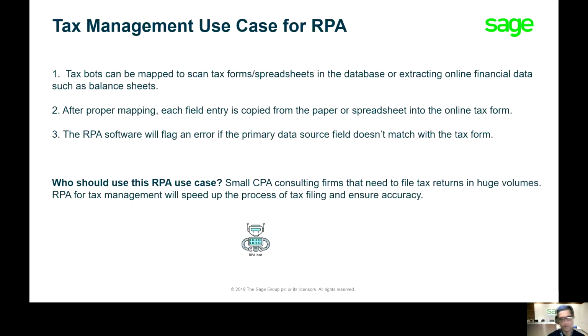And what's this use case? Who would this work for? Well, small CPA consulting firms that need to file tax returns in huge volumes. RPA for tax management is going to speed up the process of tax filing and ensure accuracy. I've seen this be implemented in firms, and especially during the pandemic, this was used along with filing $0 extensions. That can take quite a bit of time. I've seen bots be used for that.